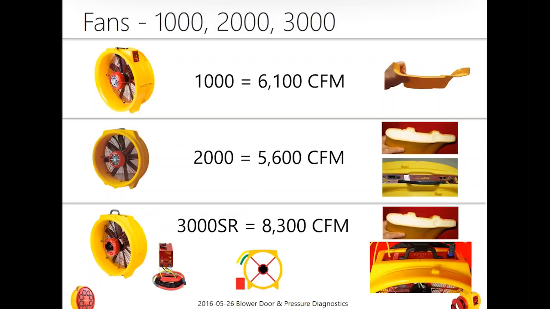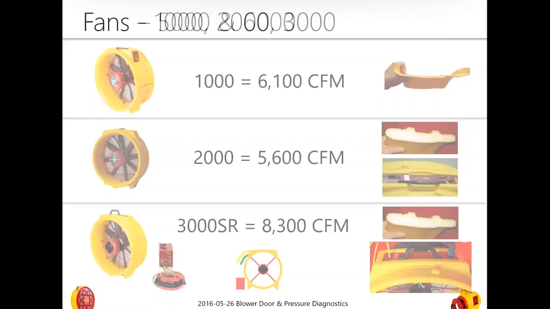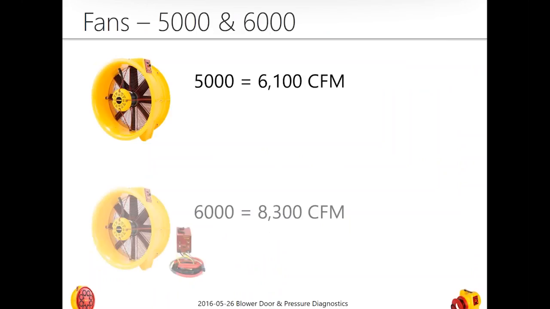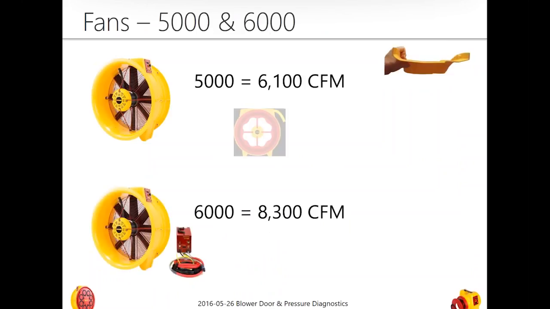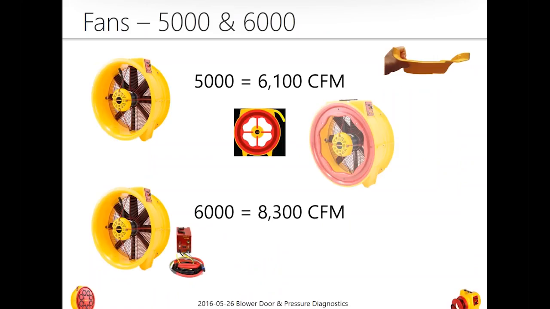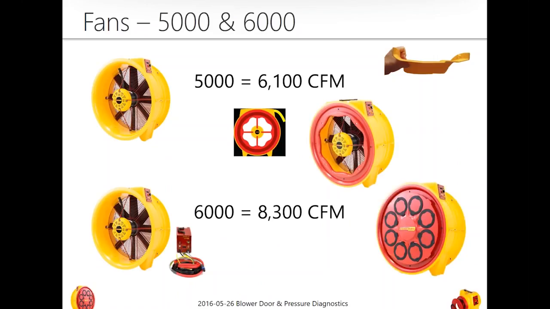No longer necessary. And that maxed out at about 5,600 CFM. In the past there was also the 3000 fan, very similar to the 2000 fan, but it was a high power fan, with an additional exterior motor that allowed it to go up to about 8,300 CFM. So now we move into the contemporaries, the up-to-date newest fans from Retrotec.